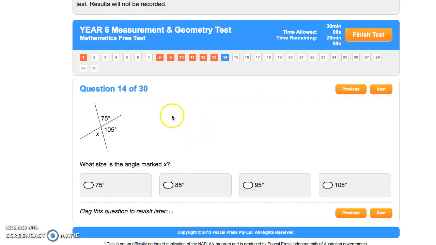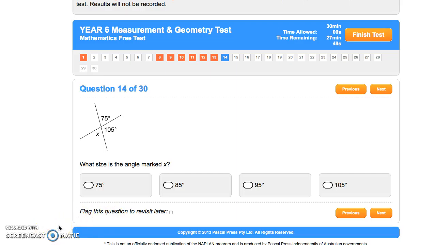So this question here is related to geometric reasoning. It involves finding the corresponding angle. So once you know your answer, you just click on the answer and then you click next. Up here it'll show you what question you're up to, and it has the time remaining. Once you've finished the test, you can get the results emailed to you or to your teacher. So this resource is very useful and it is free for anyone who wants to use it.